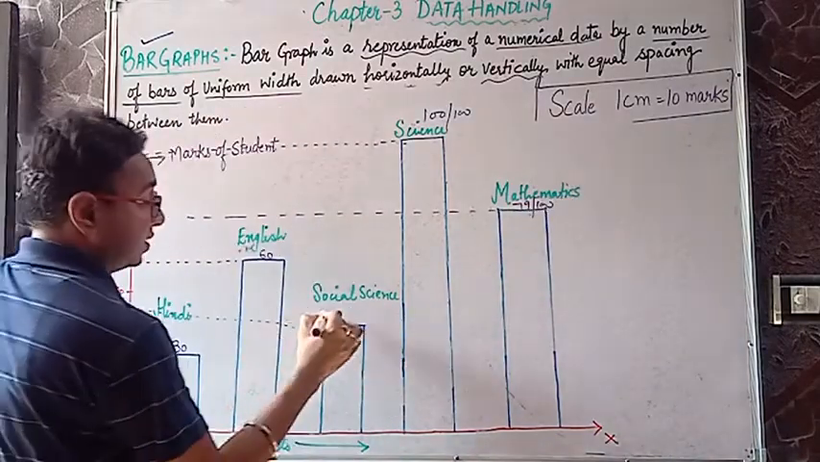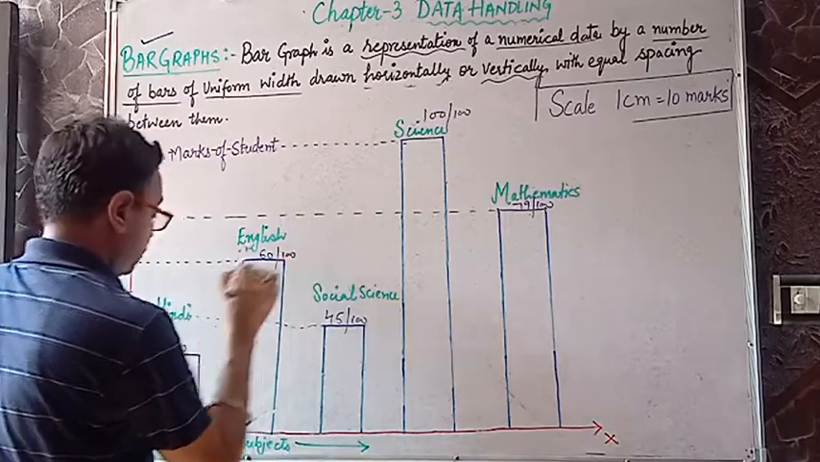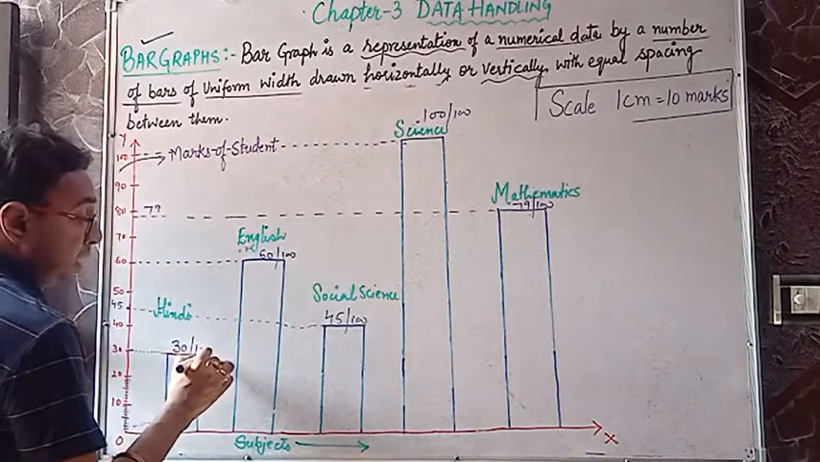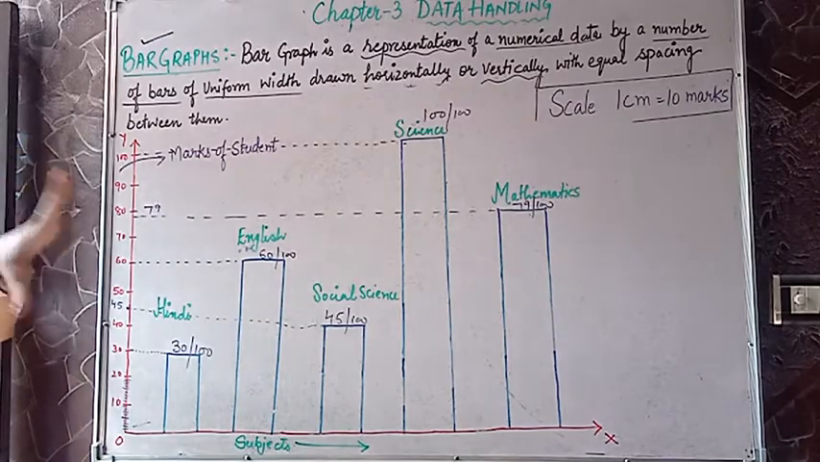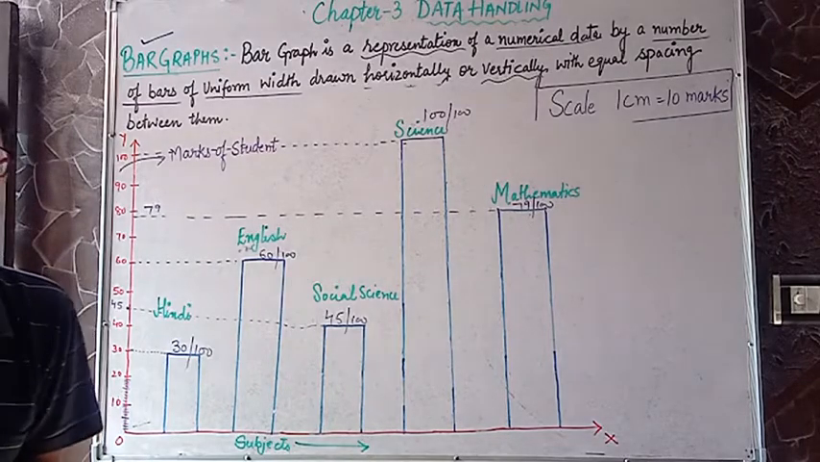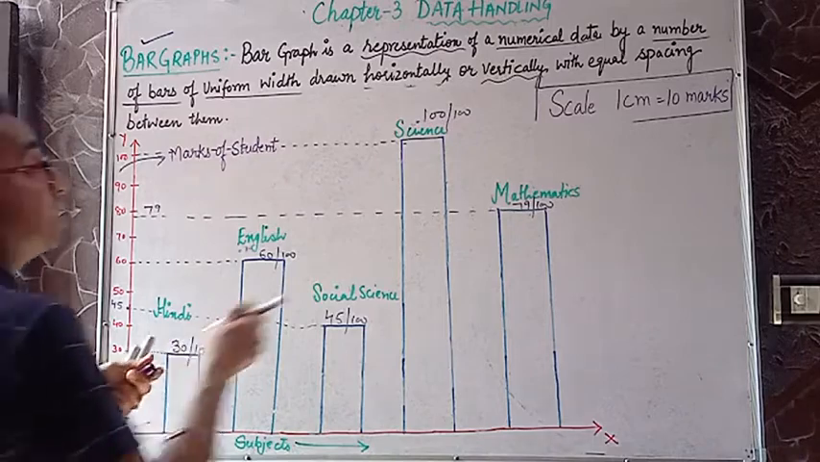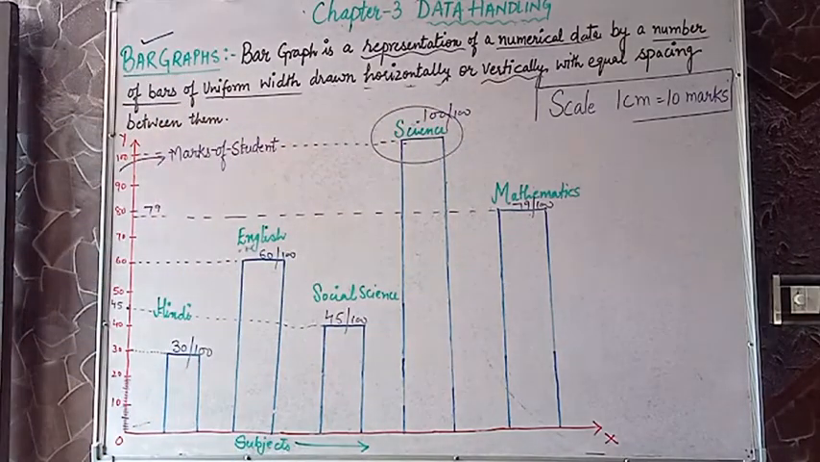And social science, 45 out of 100. English, 60 out of 100. Hindi, 30 out of 100. Are we clear about how to represent? Clear? This is the way. Now, if I ask you in which subject he got the highest marks, what is the answer? The answer is science, 100 out of 100. In which subject did he get the lowest marks? Hindi, he is getting 30 marks.